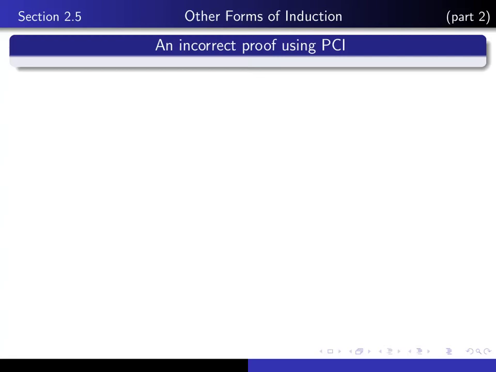This is part 2 in our series of lectures on other forms of induction. And in this lecture I'm going to show you an incorrect proof using the principle of complete induction. The idea is that I'm going to show you a very common mistake that students make when writing proofs using this PCI, and it's a mistake that I want you to avoid making.